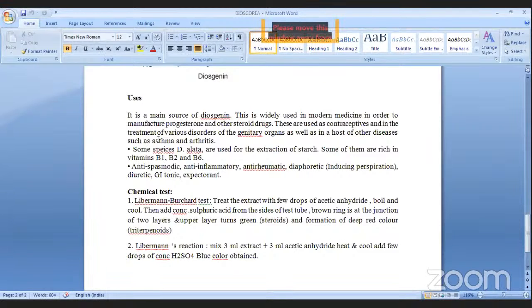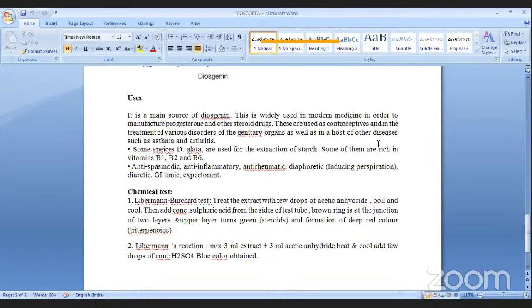As it is rich in the sapogenin part diosgenin, and the diosgenin is used as a precursor for the synthesis of several corticosteroids and sex hormones and oral contraceptives. Okay, diosgenin is used as a precursor molecule for the synthesis of different steroidal corticosteroids, sex hormones, and oral contraceptives.